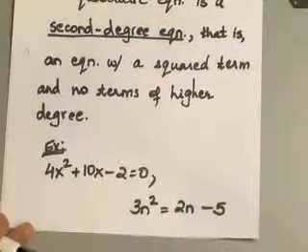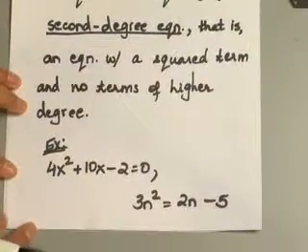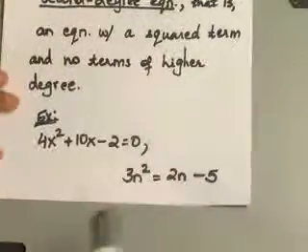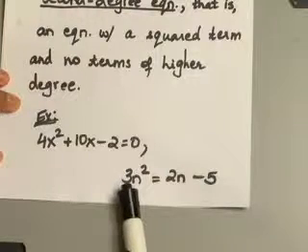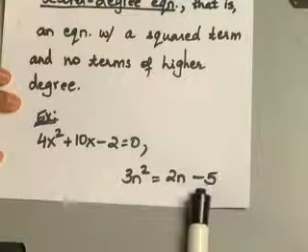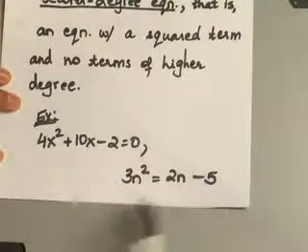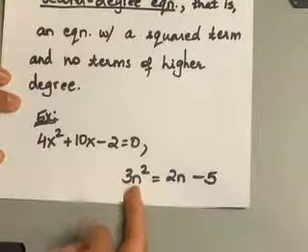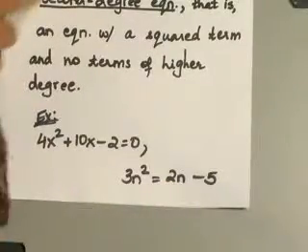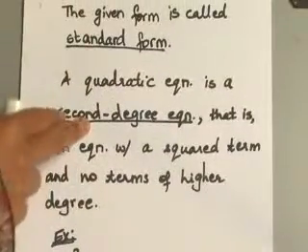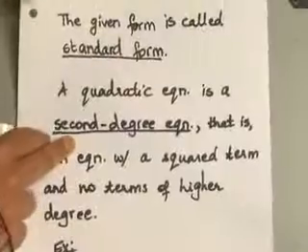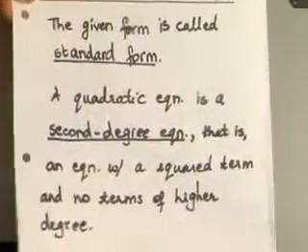And of course, you can look at examples here. We have 4x squared plus 10x minus 2 equals 0. You can also have it in this form, which is 3n squared equals 2n minus 5. And this is a good example. As you can see, this is not in the standard form, since your squared term is on one side of the equal sign and the other two terms are on the other side. Alright, so what we are going to do in this chapter is basically see how to solve these equations.